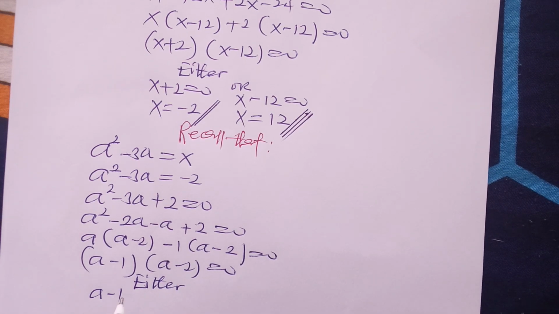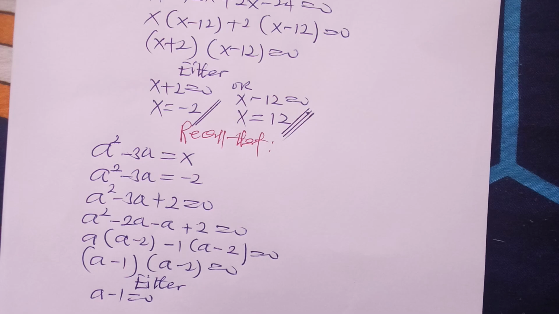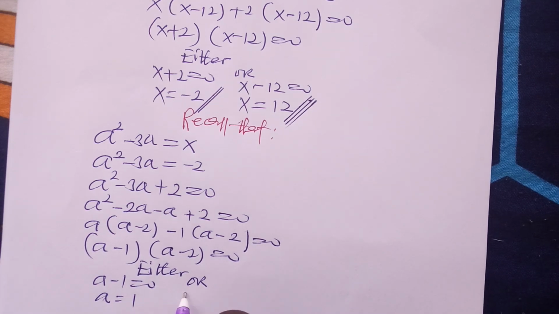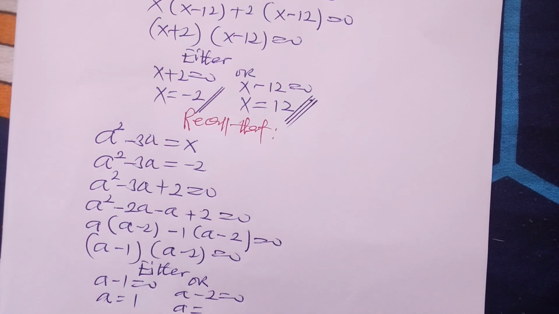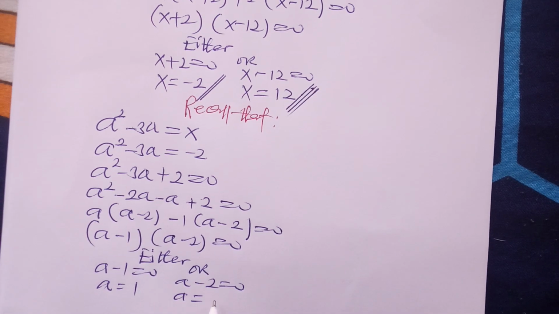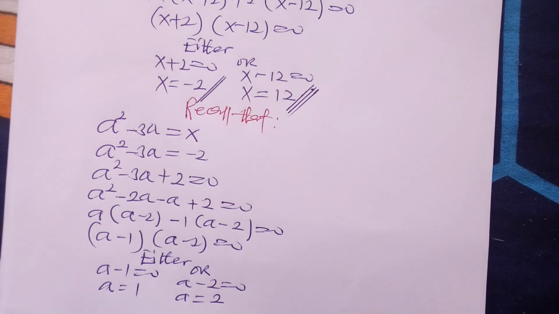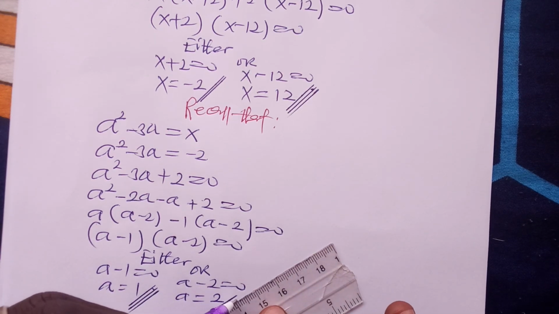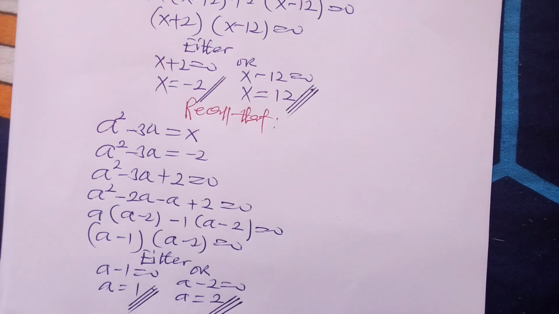a minus 1 equals 0, then the value of a becomes 1, or a minus 2 equals 0, then a becomes 2 respectively. So these are the values of a that we have. A becomes 1 and a becomes 2 respectively. That is for the first value of x. So it means we are going to have 4 possible values of x.